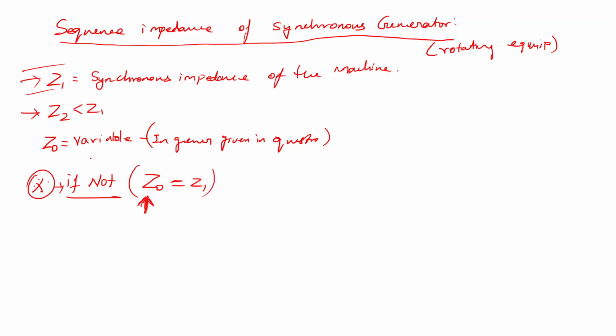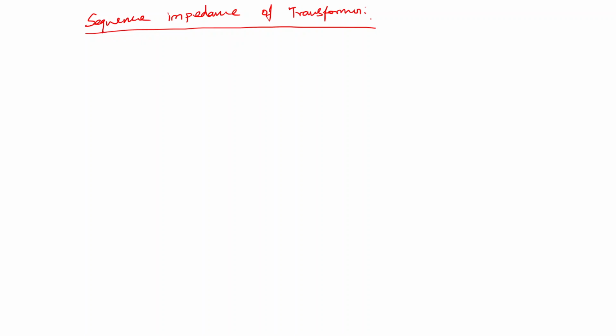Next we will go for sequence impedance of transformer. So these are all about synchronous generator sequence impedance. Next we will go for sequence impedance of transformer. So here Z1 is equal to Z2 is equal to the impedance of the transformer.